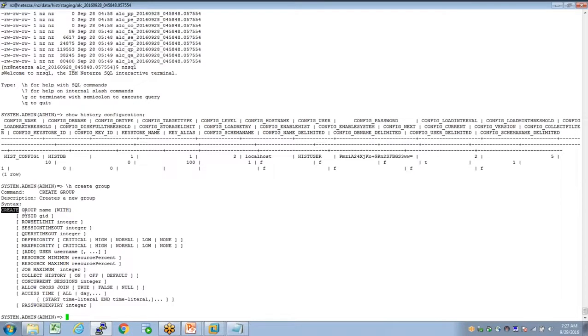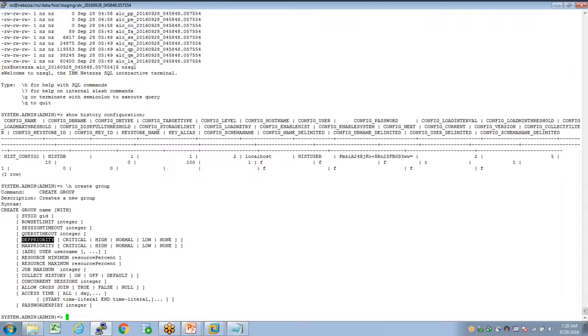I create a group. I can associate a group with a system group. At a group level, I can say this is the number of roles every user can select. This is a session timeout. This is a query timeout. I have certain properties I can specify here, right?